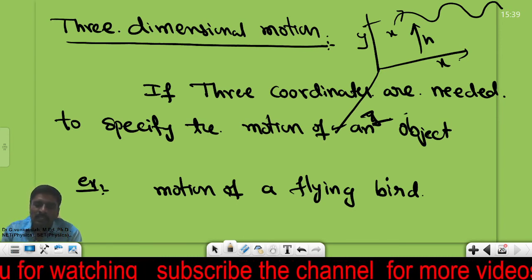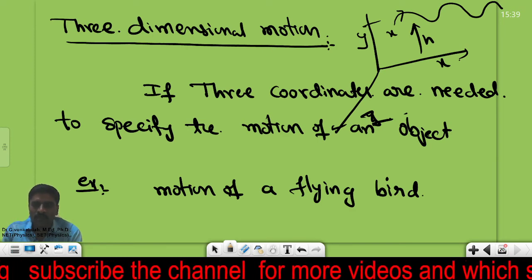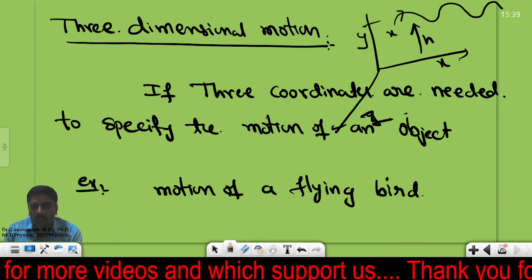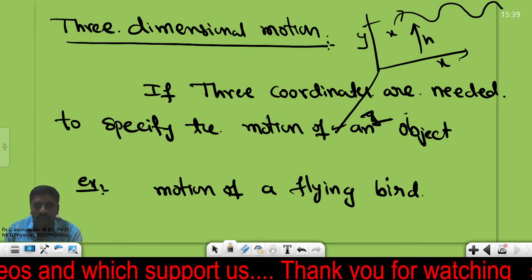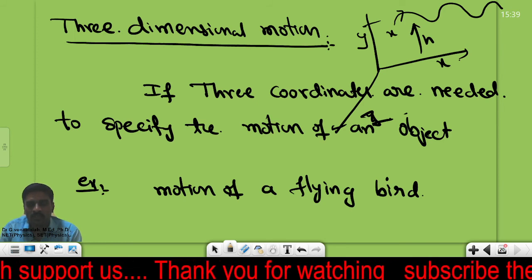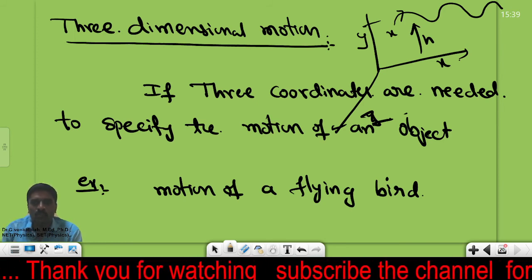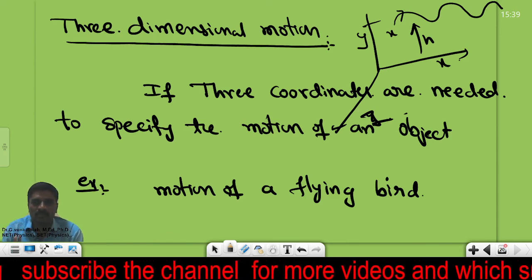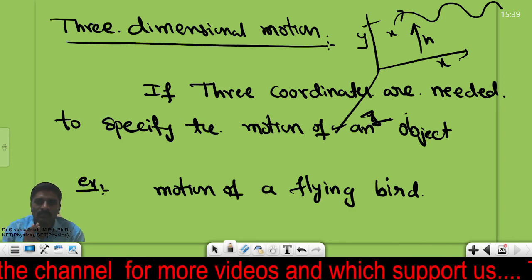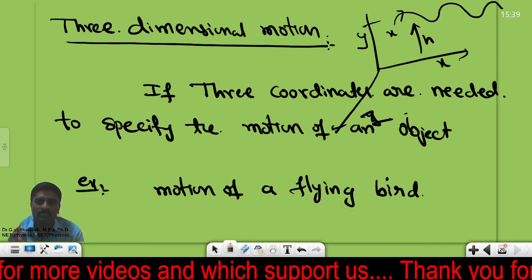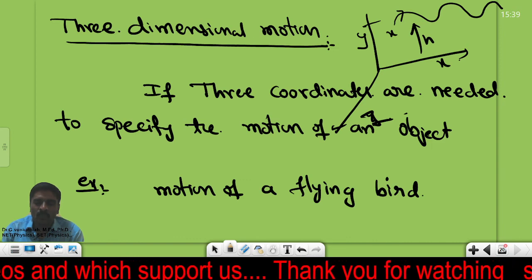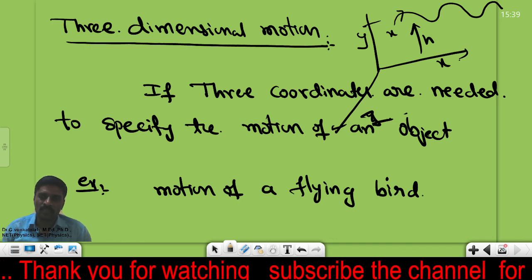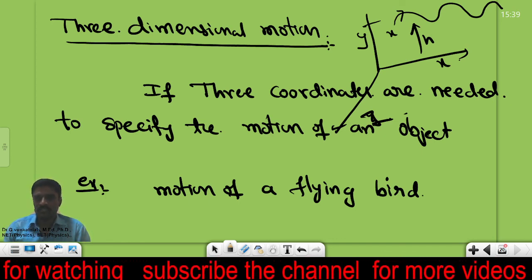So these are the types, or classification, of motion. There are three types. One-dimensional: to specify the motion, if you need one coordinate axis, that is one-dimensional motion. Two-dimensional motion: if we need two coordinates to specify the motion, that type of motion is two-dimensional motion. The third one: if we need three coordinates to specify the motion of the object, then that type of motion is called three-dimensional motion. These are the classifications of motion.